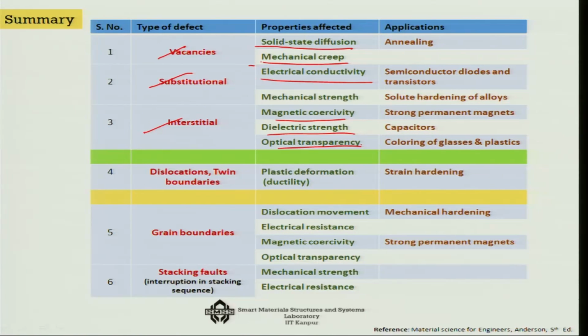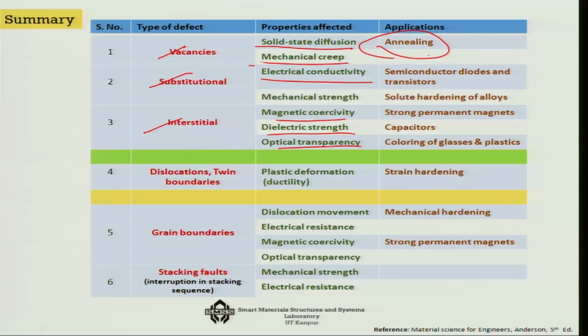The way you can remove these kinds of point defects is age old; the traditional process is annealing. We call it the heat, beat and treat system. Other than that, applications include semiconductor diodes and transistors, solute hardening of alloys, strong permanent magnets, capacitors, and coloring of glasses and plastics. You can apply the presence of defects by converting them into useful properties.